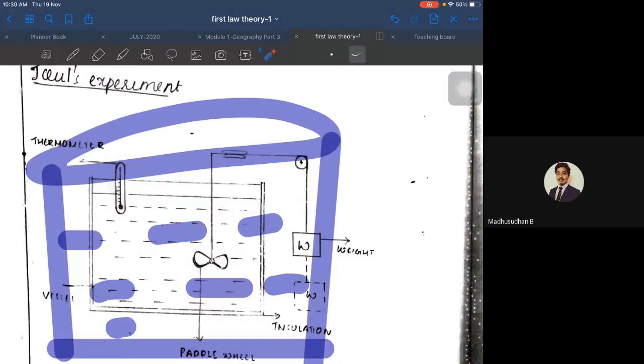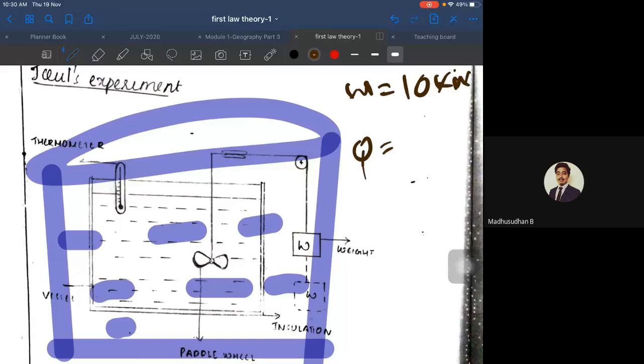Once it has flown, he has noted down the value of Q, guys. And shockingly, he found that the value of W was 10 kilowatts. That is the work transfer which he did initially. Secondly, when he introduced a water bath and calculated the amount of heat transferred to the water, that was also 10 kilowatts.